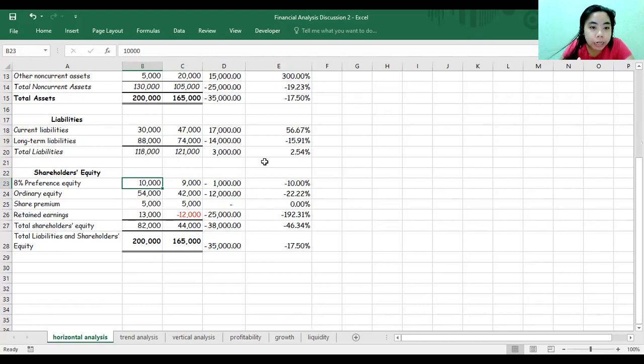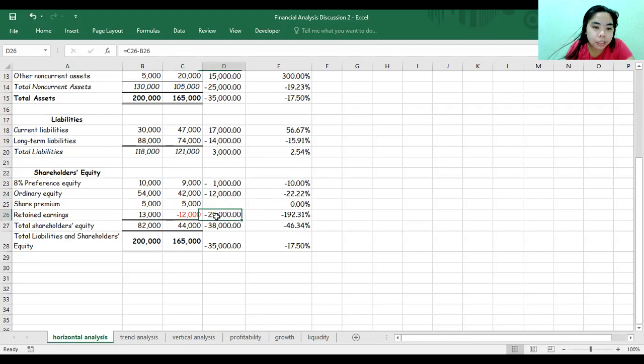And also for the ordinary equity, there are a lot of reasons why our equity decreased. There might be a distribution of stock dividends, because if stock dividends are distributed it will increase. There might be investors who withdrew their shares. So there is an increase. Now, for share premium, we have no change.